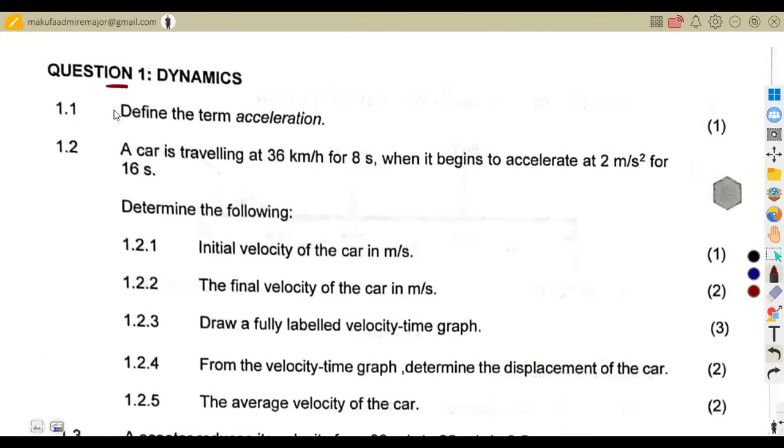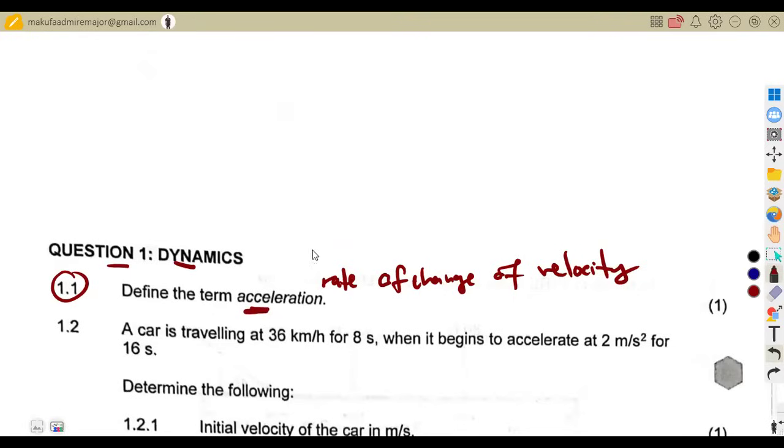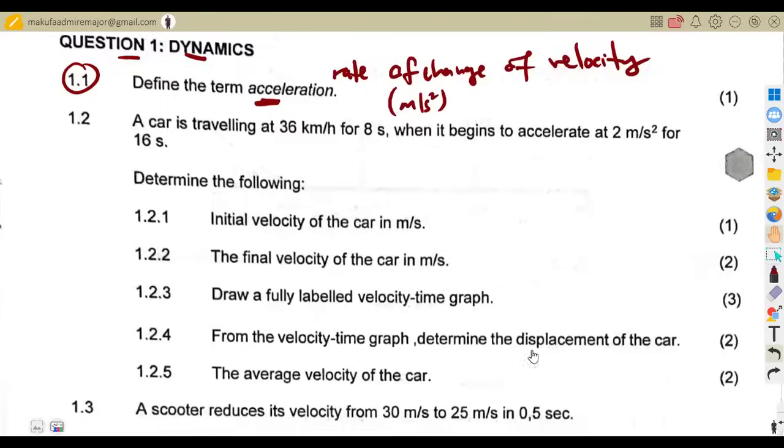All right, so the first question was on dynamics, and 1.1 is: define the term acceleration. As we understand this, acceleration is simply the rate of change of velocity. That's the rate of change of what? Of velocity, which is simply measured in what? Meters per square second.